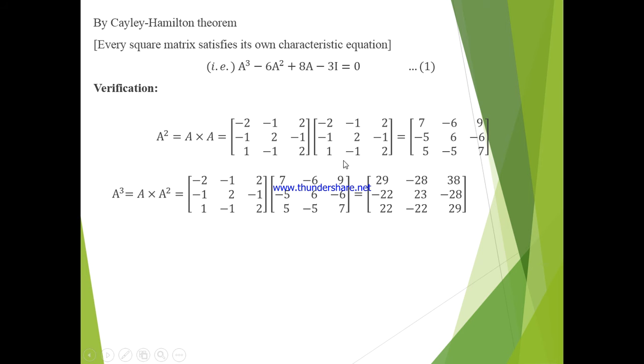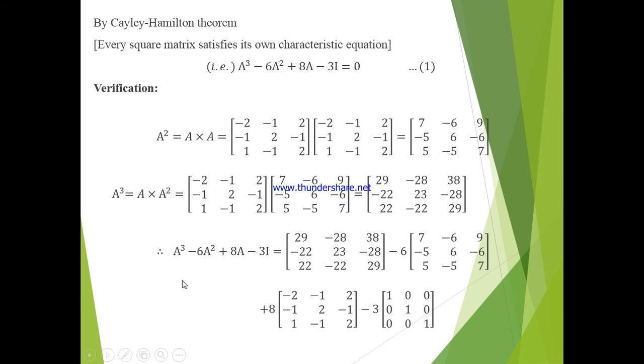Next, to find A cube. A cube means A square into A, or A into A square. The A value is the given matrix, and A square is this one. We multiply both, and we get this one.